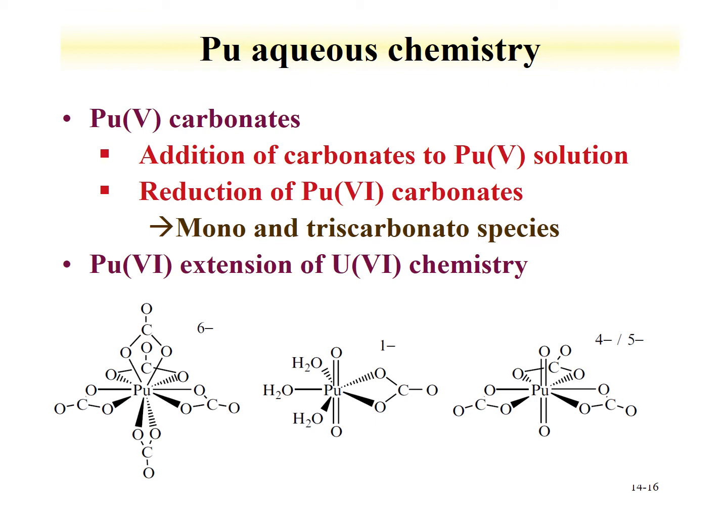One of the differences being that the distances between the plutonium and the oxygen are a little bit smaller compared to the uranium system. This is due to the actinide contraction.